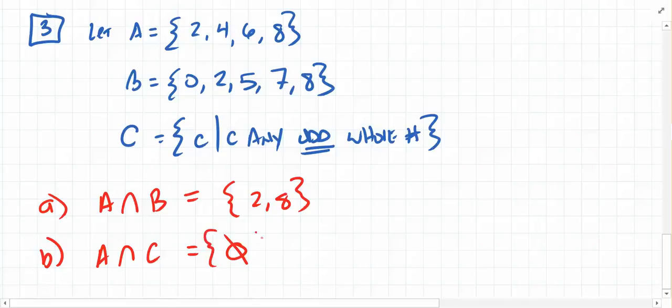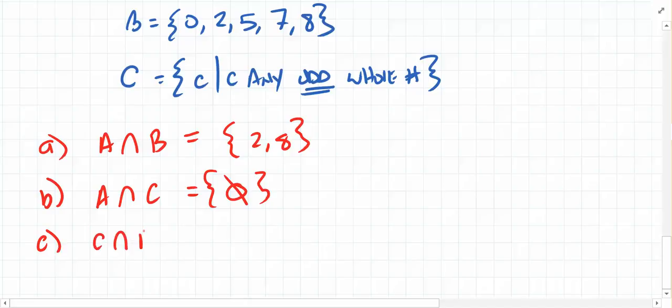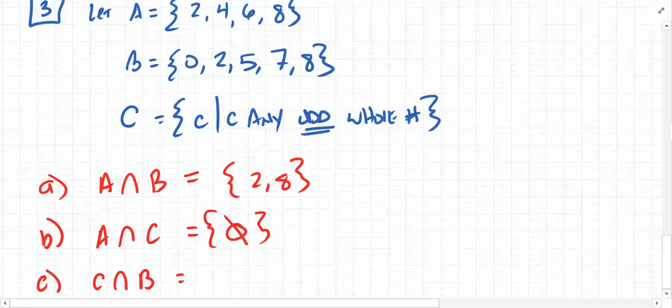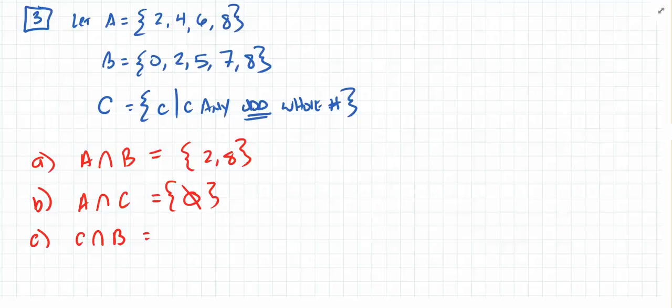Okay? Let's do part C here. What would be in C and B? Just 5 and 7. Very good. Just 5 and 7. Awesome. Here's example D.